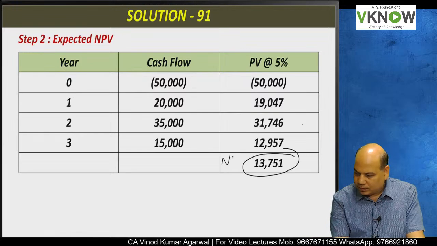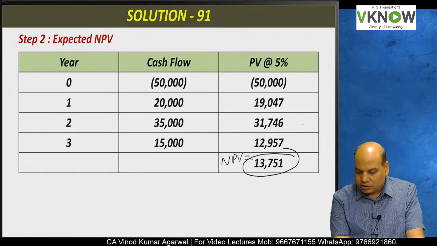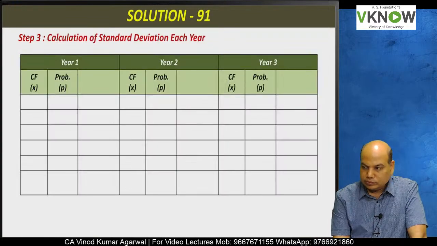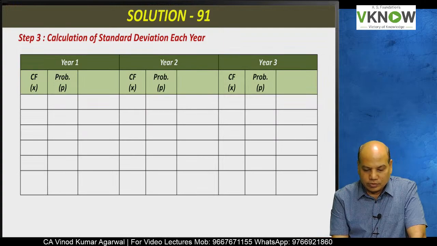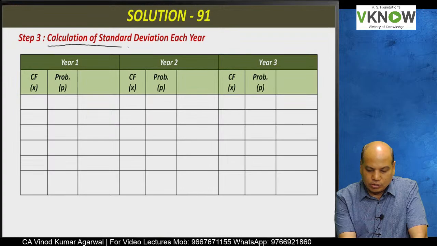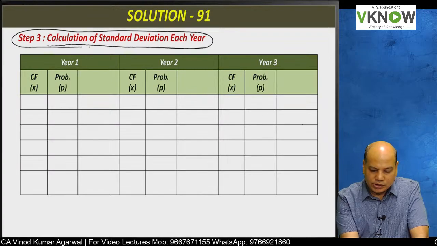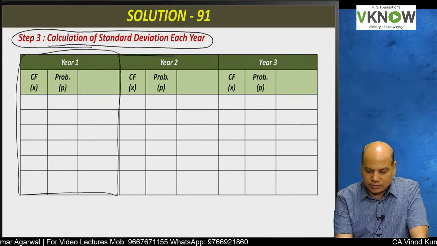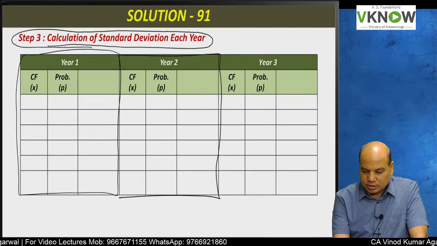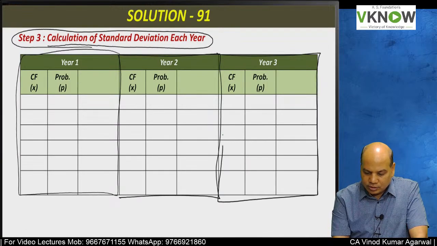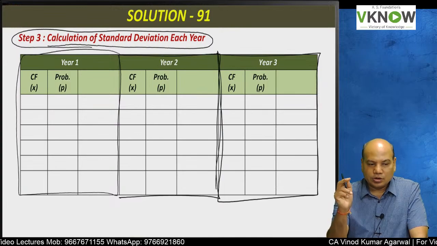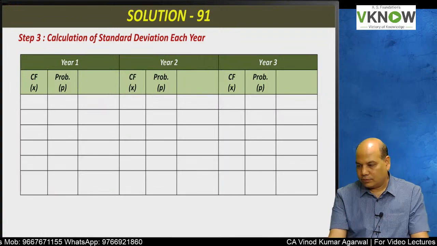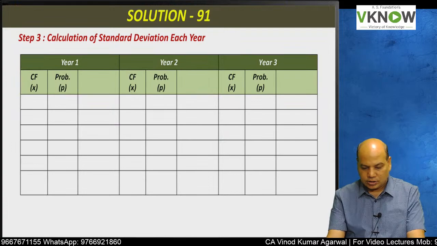This is your NPV. NPV is 13,751. Please check. Now write down step 3. We need to compute first the standard deviation of each year. When each year's cash flows are separately given with separate probabilities, first you need to find the standard deviation of each year.